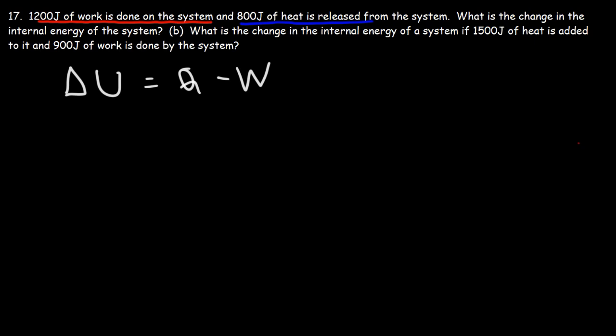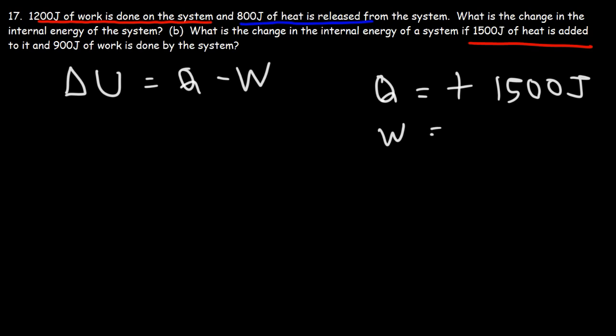What is the change in the internal energy of the system if 1500 joules of heat is added to it and 900 joules of work is done by the system? So what's Q in this example? Well, since we're adding heat, Q has to be positive 1500 joules. What about W? Work is done by the system. Whenever work is done by the system, W is positive. So it's going to be positive 900 joules.